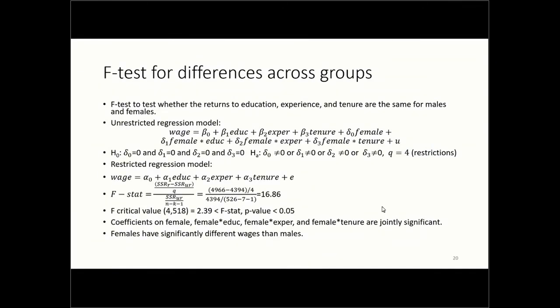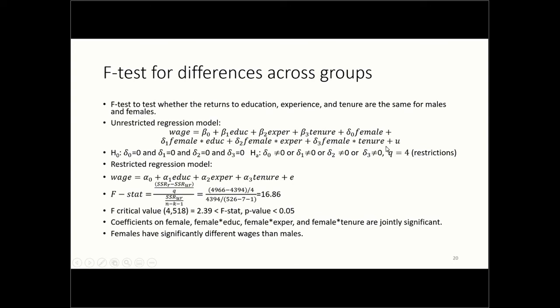Okay, so now we talked about different intercepts and different slopes, but separately using a t-test. So what if we want to actually do the F-test, which is to determine whether the returns to education, experience, and tenure are the same for males and females? So we want to see basically if all of these coefficients are jointly significantly different from zero. So now I complicated things even more by including three independent variables, and then I included a separate intercept for females, so this variable just separately, and then interacted all of the independent variables here with females. So I have female times education, female times experience, female times tenure.